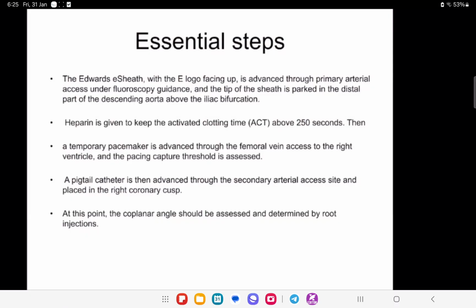Then a temporary pacemaker is advanced through the femoral vein access to the right ventricle, and the pacing capture threshold is assessed. A pigtail catheter is then advanced through the secondary arterial access site and placed in the right coronary cusp. At this point, the coplanar angle should be assessed and determined by root injections.